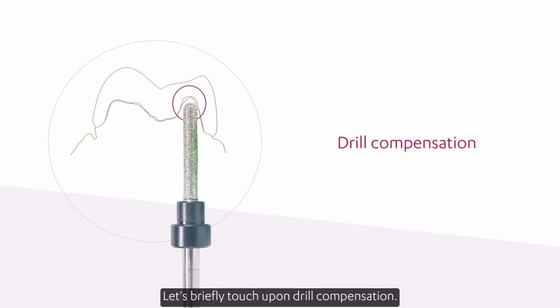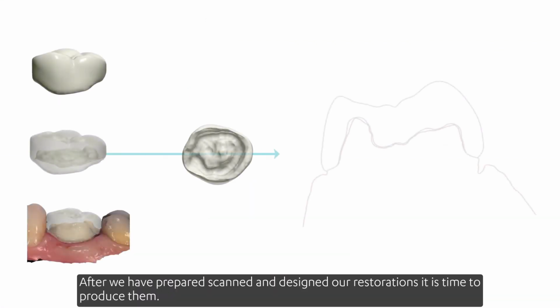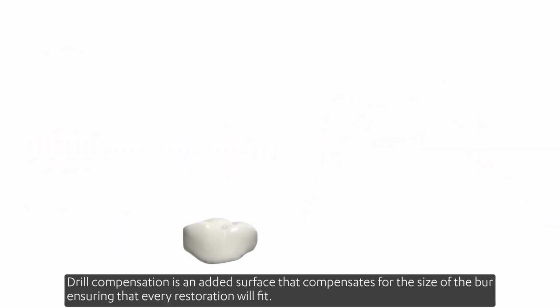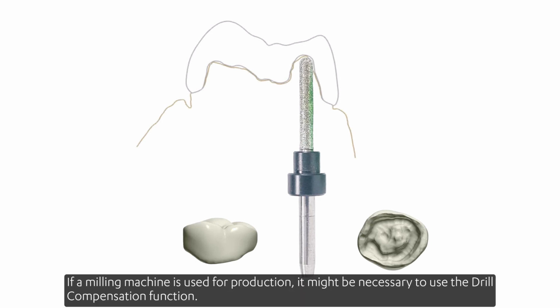Let's briefly touch upon drill compensation. After we have prepared, scanned, and designed our restoration, it is time to produce it. Drill compensation is an added surface that compensates for the size of the bur, ensuring that every restoration will fit. If a milling machine is used for production, it might be necessary to use the drill compensation function.